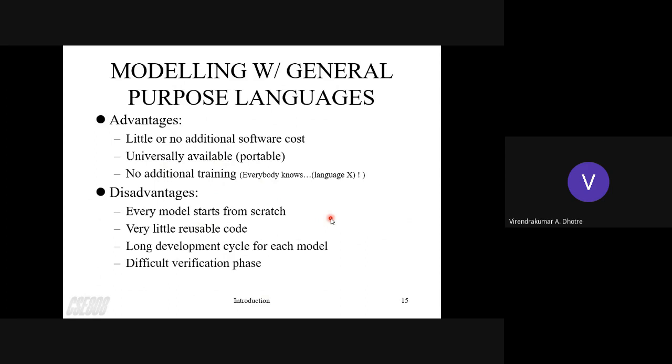Disadvantages. Every model starts from scratch. So very little reusable code is there. So everything you have to create from the start. So it requires a lot of time. It can have a long development cycle for each model, and again difficulty in the verification phase. So these are the disadvantages when we go for general purpose languages.